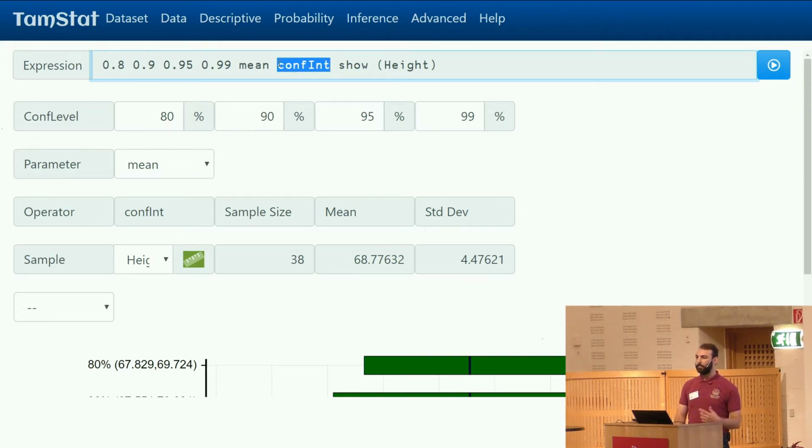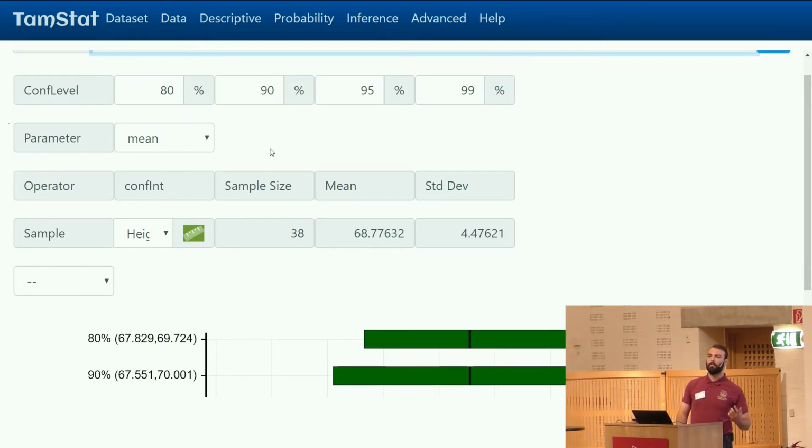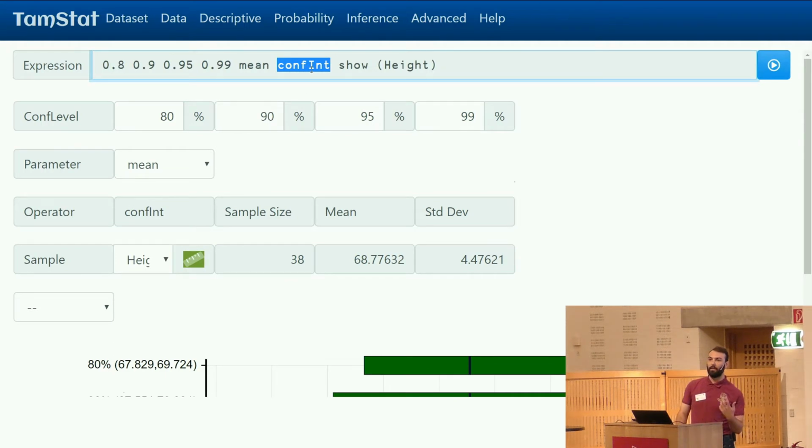Now, something some of the students might need to learn is, where do these percentages come from, and what is this confidence interval? Well, this confidence interval is also an operator acting on the mean function. Where do I get these numbers from? And we can build up this expression using other TamStat expressions in the session here.